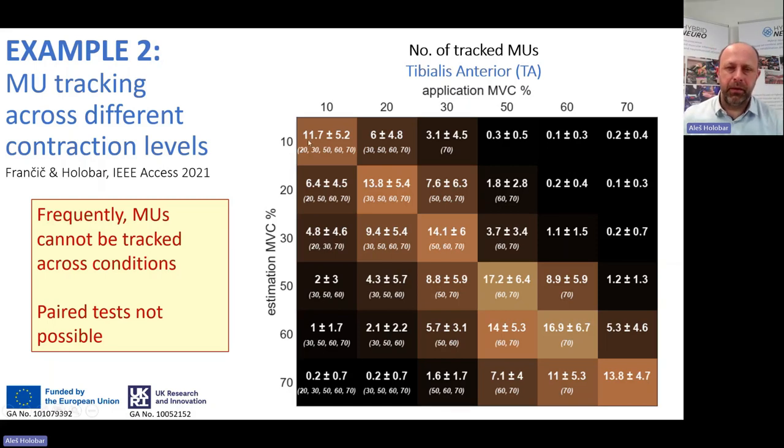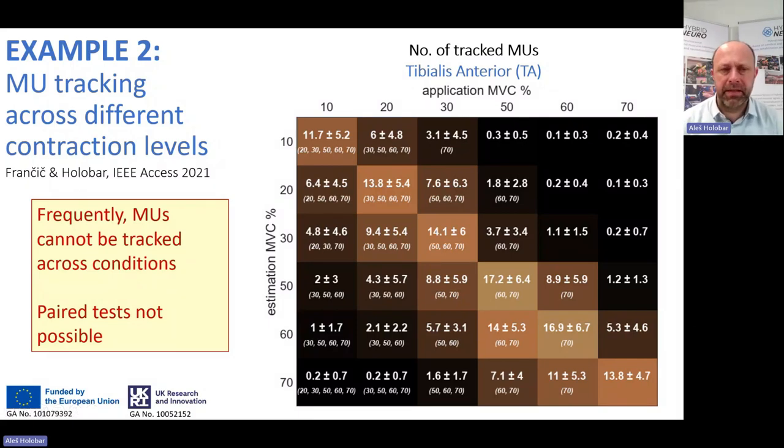Basically, if you start at 10% contraction in the TBL scenario, by the time you come to the 50% contraction, you have basically lost all the motor units that were identified at 10% contraction. How to read this table is explained in the open access manuscript here, so you are welcome to read it.